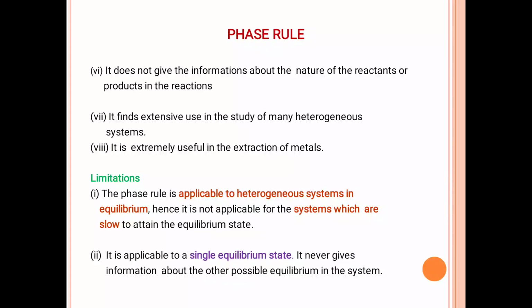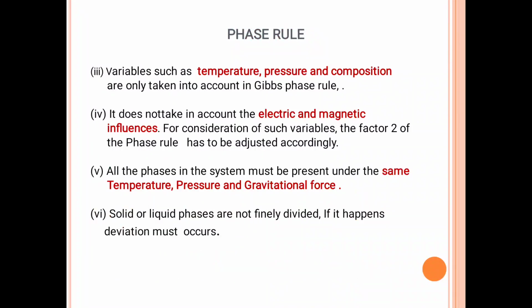Limitations. The phase rule is applicable to heterogeneous systems in equilibrium. So it cannot be applied for non-equilibrium systems or systems which are very slow to attain the equilibrium state. It can be applicable only to a single equilibrium state. It never gives information about other possible equilibriums in the system.